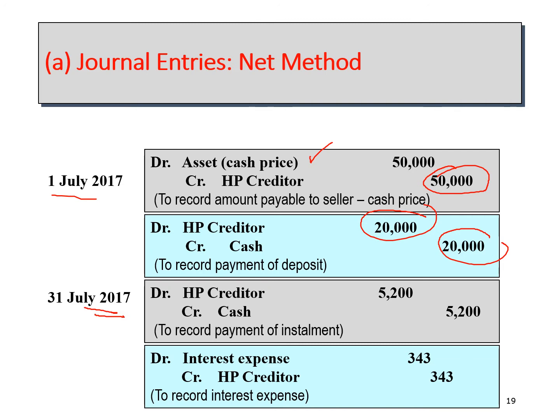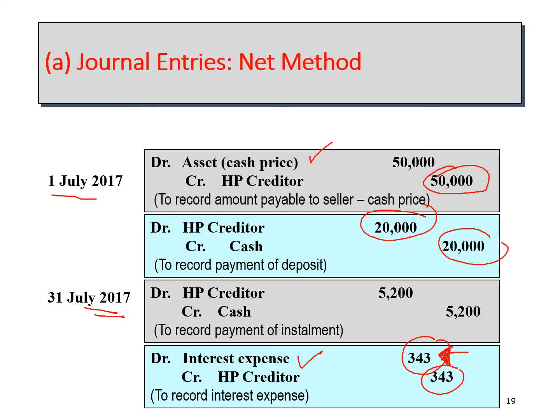The hirer will also have to recognize the interest expense. So you debit the interest expense 343, you credit the HP creditors 343. How do you get 343? If you refer back to the slides we discussed on the interest amortization under the sum of the years digit method, in the first month the interest expense is actually 343. So we get this figure from the slides.